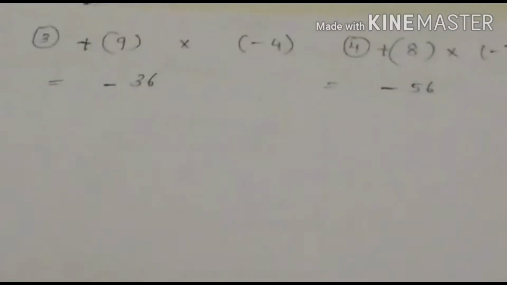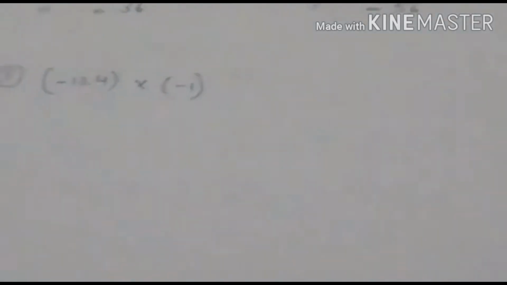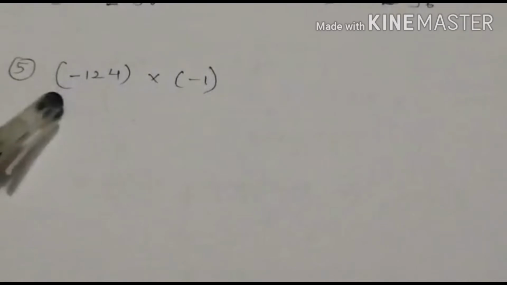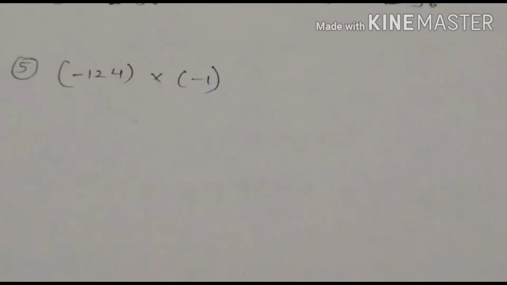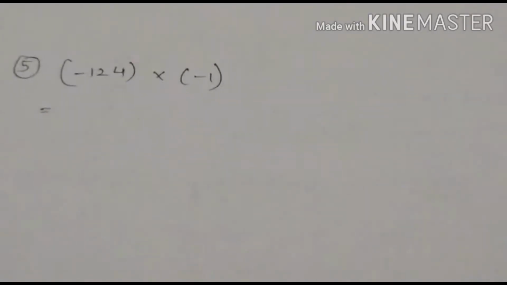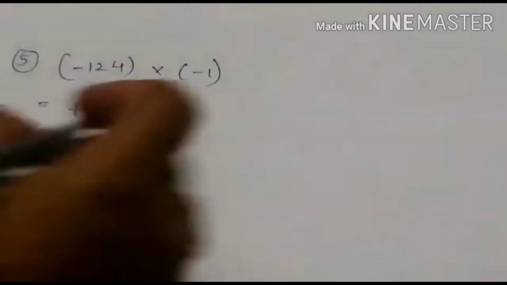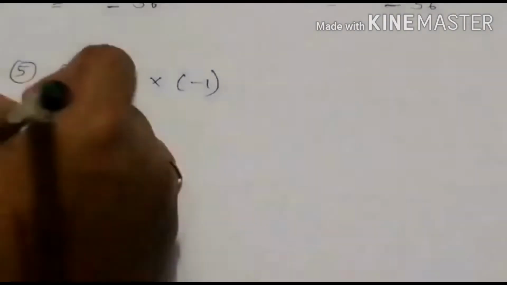Move to the next example. Fifth one. Minus 124 multiplied by minus 1. This is the fifth example question. Minus 124 multiplied by minus 1. See the rules. Minus minus is plus. Give the sign plus. Then multiply the numbers. 124 multiplied by 1. 124 ones are 124. So the answer is positive 124. You can write it also as 124.